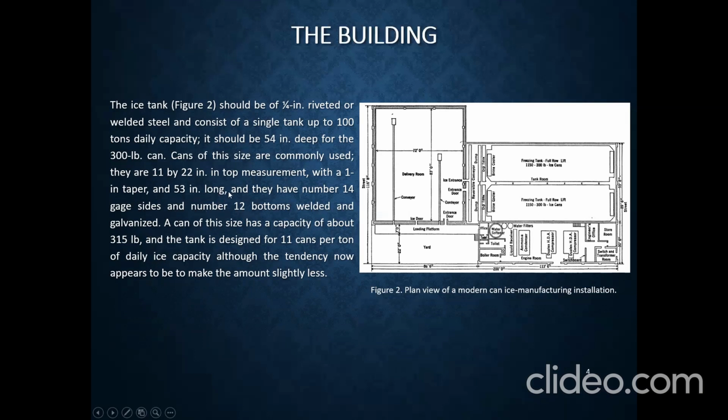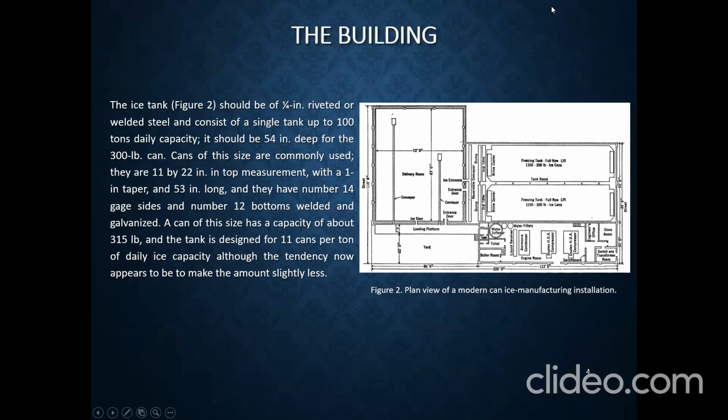Yung iba siguro nakakita na ng can actual sa mga ice plant dito. A can of this size has a capacity of about 315 pounds. So kaya ang rating niya is 300 pounds. And the tank is designed for 11 cans per ton of daily ice capacity, although the tendency now appears to be to make the amount slightly less. So ito pa rin gamitin mo. 11 cans per ton.